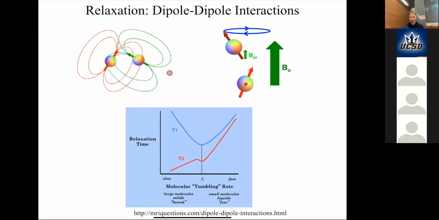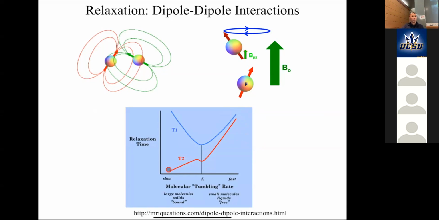If I look at relaxation time versus tumbling rate, instead of this U-shaped curve, I get a very different shape. At very fast tumbling rates, T2 is very long. At very slow tumbling rates, it's very short, and somewhere in between, it's in the middle. So in liquid, such as water or cerebrospinal fluid, you're going to have very long T2s, up to 2 or 3 seconds. The signal will last a long time.